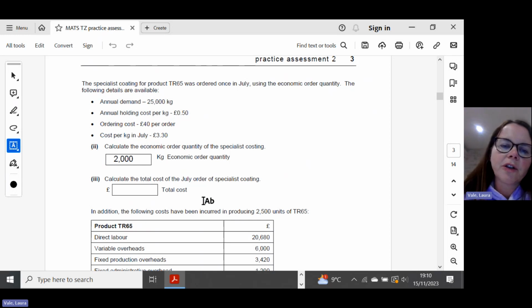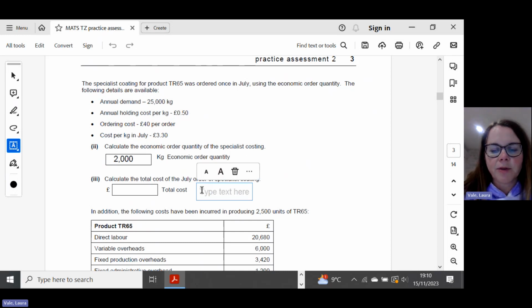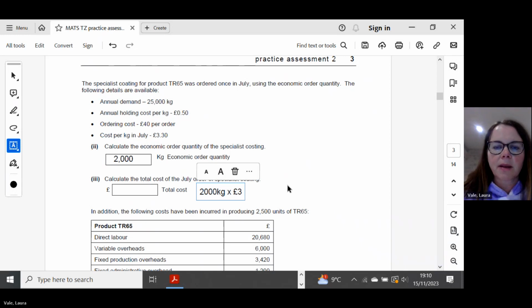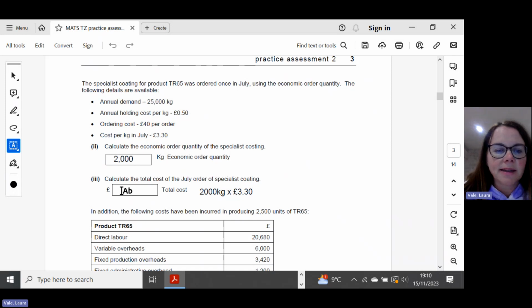Calculate the total cost of the July order of specialist coating. Well, if we're going to order 2,000 kilograms, and I can see that it's £3.30 per kilogram, so that comes to £6,600.